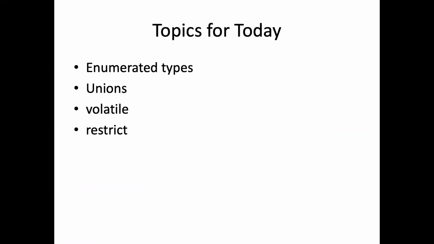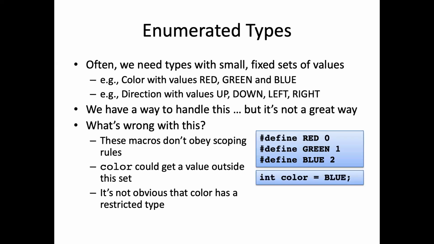And I've listed them here. The first two are the bigger ones, enumerated types and unions, and then a couple of keywords. We'll explain what those mean. Enumerated types. You'll remember this from Java. An enumerated type, just like in Java, is a way in C of defining a type that just has a small fixed set of values. Like if you wanted a type with just the values red, green, and blue in it, just those constants as its values.